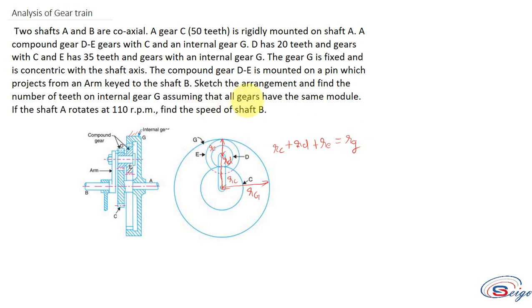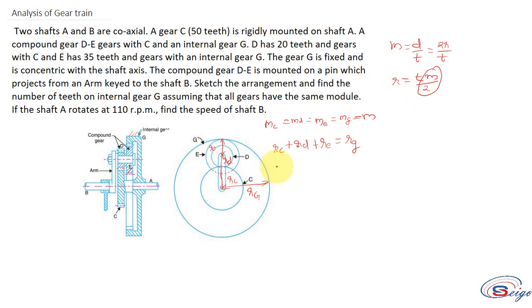Here it is given that all the gears are of same module. So you can say that module MC equals MD equals ME equals MG. What this module is, M is equal to D by T, or in terms of radius it will be equal to 2R by T. So what will be the value of R? R is equal to T into M divided by 2. So here this is a constant value. Here I am equating MC equal to MD equal to ME equal to MG is equal to M. Now I am going to replace this R with these terms.